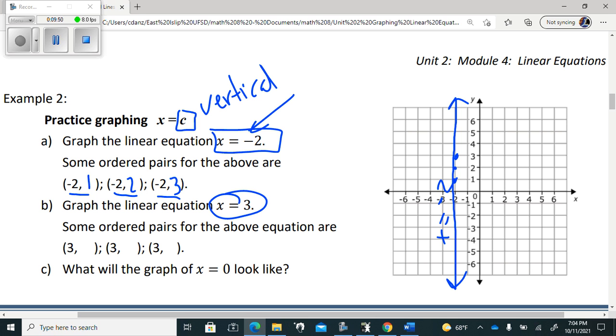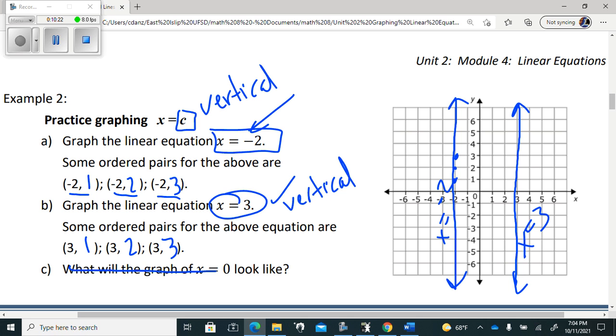So right here, x equals 3 really means I'm going to have a vertical line right here crossing the x-axis at 3. That's it. Look at, I didn't even plot any points. When it says x equals 3, I know it's vertical. I know it crosses the x-axis at 3. Can I go fill in these points if I wanted to? Sure. But I even allow you to graph it without filling in the points. And we're not going to do C.